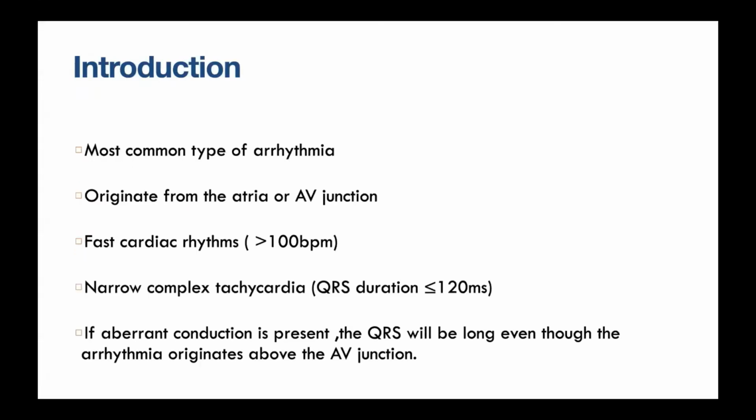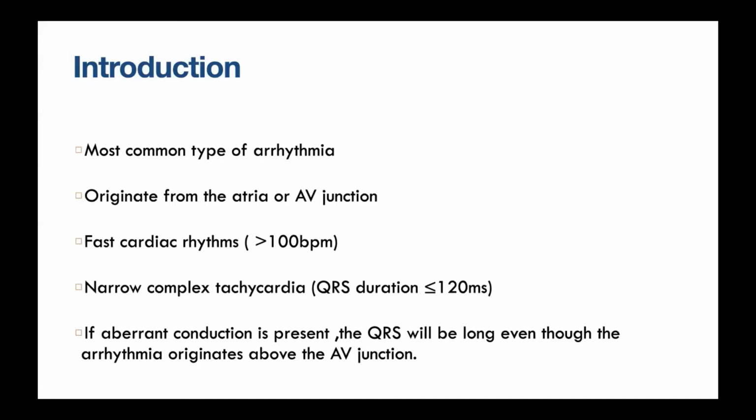So to start with the SVTs, it's the most common type of arrhythmia that we encounter in the hospital, including its different types, starting from the AVNRT, AFib, and all the other types that we're going to see. From the terminology, supraventricular tachycardia always requires an atrial or atrioventricular tissue to originate the tachycardia from. And since it's tachycardia, the rate is always above 100.